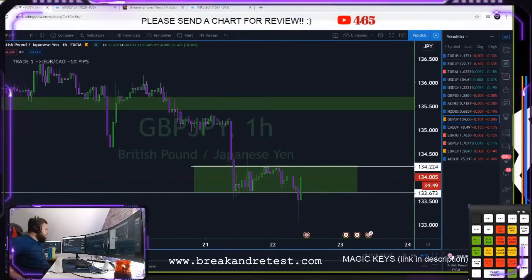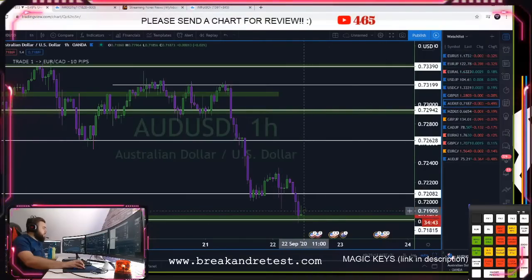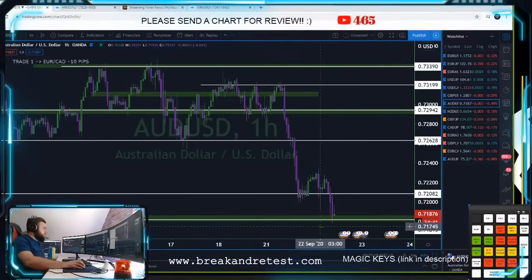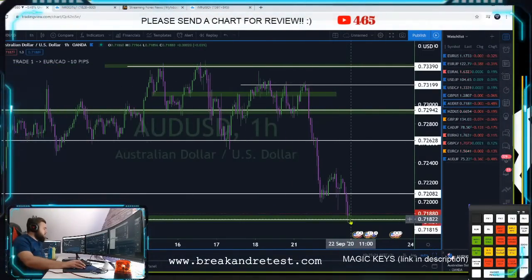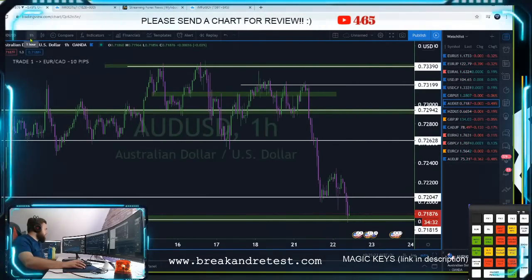Aussie dollar had a perfect break and retest. Aussie dollar is in between two zones. I know that this looked perfect, but it's sitting at support, and also has this resistance, so that's why I didn't want to take it.